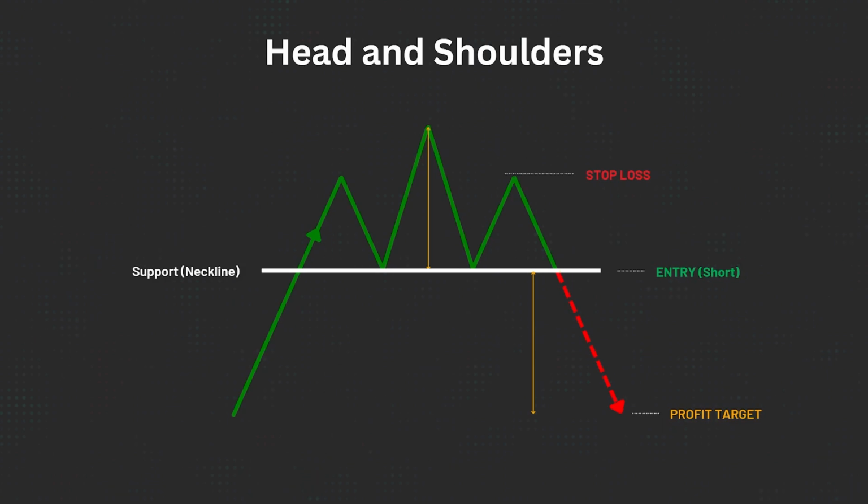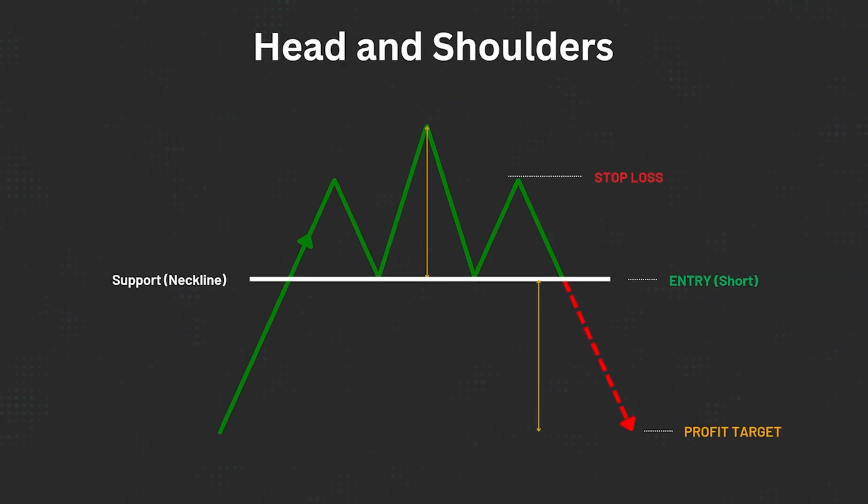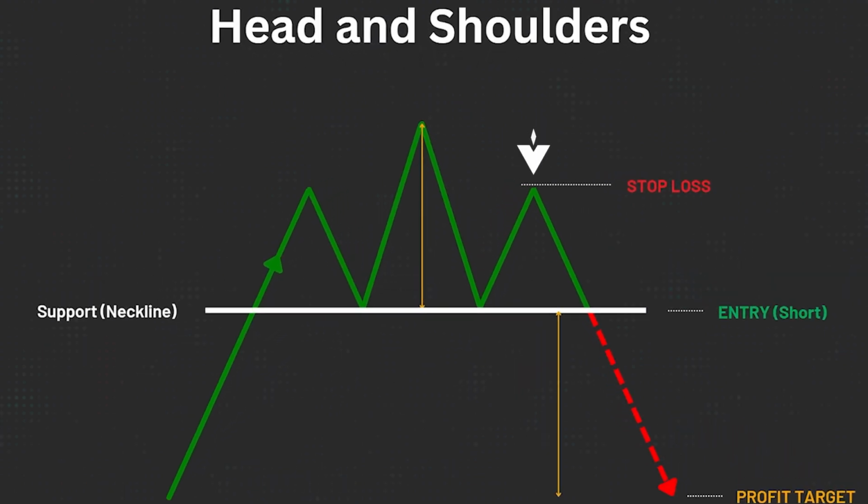The optimal trade here is going short when the price breaks and closes below the neckline. The profit target is typically set at a price zone below the neckline, equal to the same distance between the head and the neckline. For managing the risk, the optimal stop loss is usually placed just above the right shoulder to protect against further upside movement.